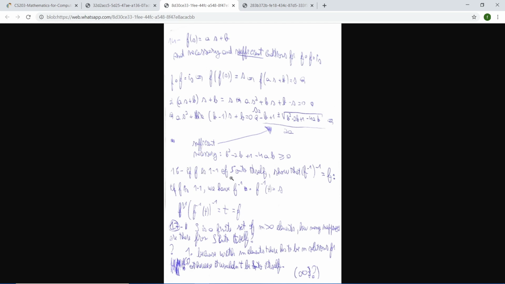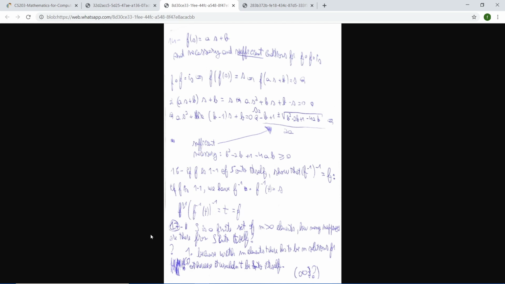But for 16 we had to show that the inverse of the inverse of f would be f, and here I say that if f is 1 to 1, then we have an inverse, and I just put an inverse on this and it worked.